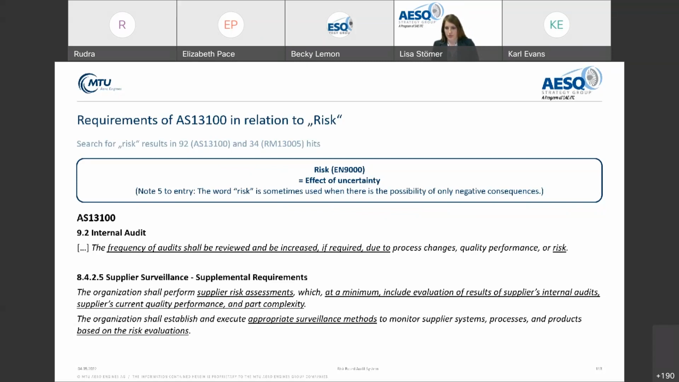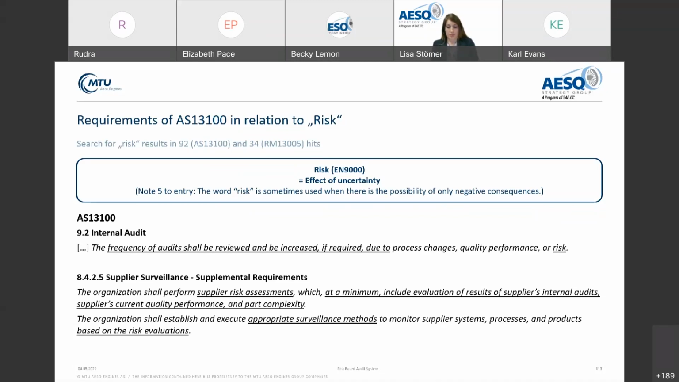And this says the frequency of audits shall be reviewed and be increased if required due to process changes, quality performance, or risk. And for supplier surveillance, the first two sentences are there. The organization shall perform supplier risk assessments, which at a minimum include evaluation of results of suppliers' internal audits, suppliers' current quality performance, and part complexity. Another sentence there is the organization shall establish and execute appropriate surveillance methods to monitor supplier systems, processes, and products based on the risk evaluations.